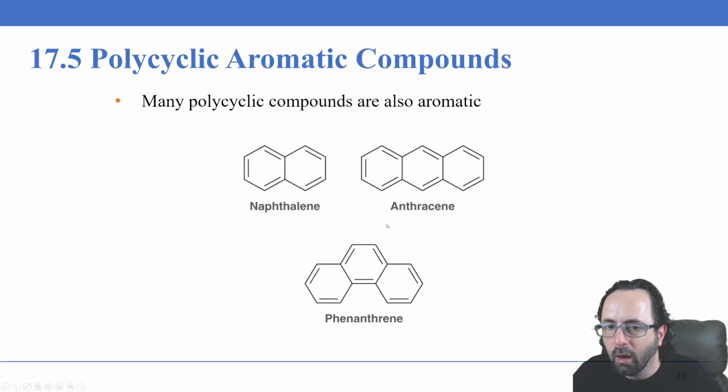We're now going to talk about polycyclic compounds that may also be aromatic. These include compounds like so-called naphthalene here. You can see that the double bonds are conjugated, double, single, double, single, all the way around. Anthracene here, also double, single, all the way around, every direction. And phenanthrene here, also conjugated, double, single, double, single.